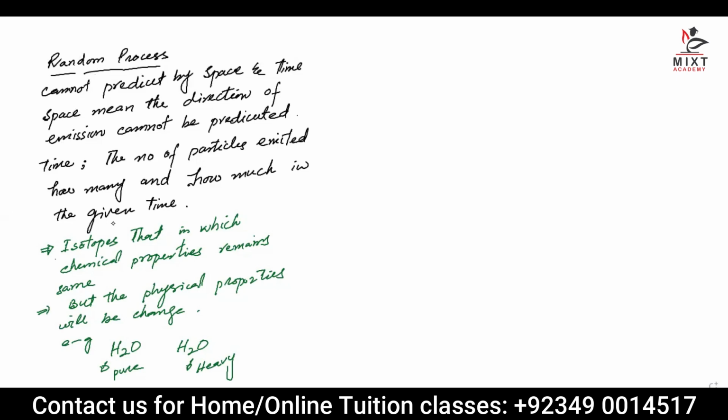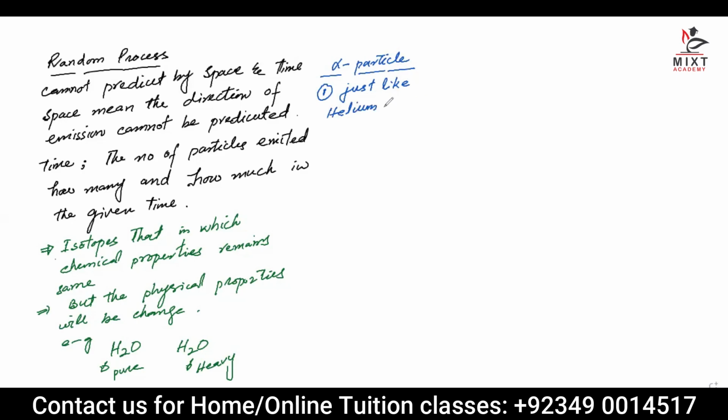Now, coming toward these invisible particles. There are three types of radioactive particles: alpha, beta, and gamma. So let's discuss the alpha particle first. First of all, number one, the alpha particle is just like a helium atom.